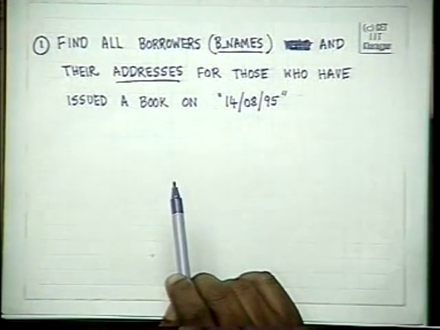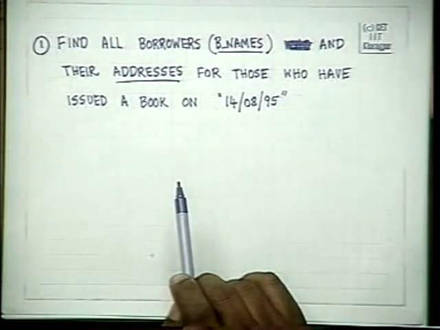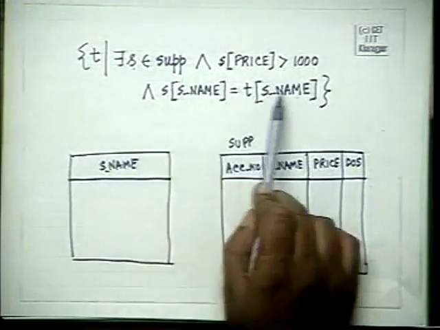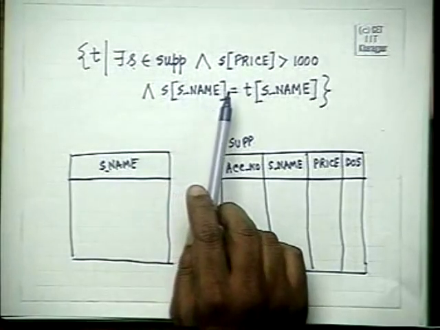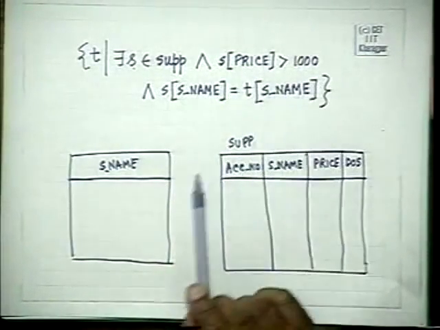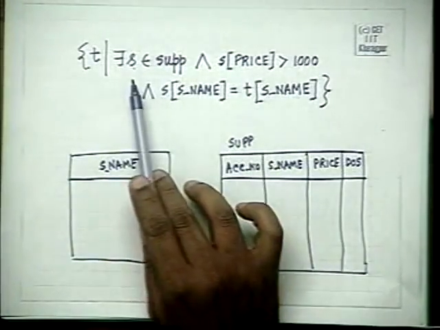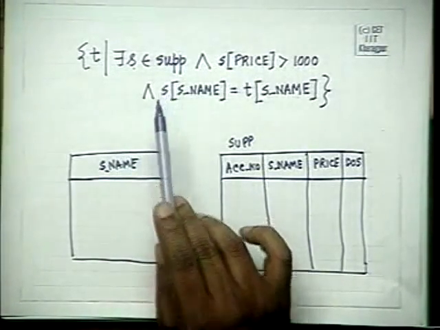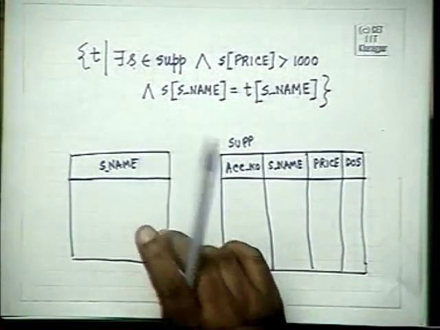Unlike the previous two examples where we wanted the supplier names of those who have supplied books, let us see what is the English meaning of the previous two examples. The meaning of this is, get the names of all suppliers who have supplied at least one book worth more than 1,000. That is, get the names of all suppliers such that each supplier must have supplied at least one book whose price is greater than 1,000. A relational algebra expression for this is direct.